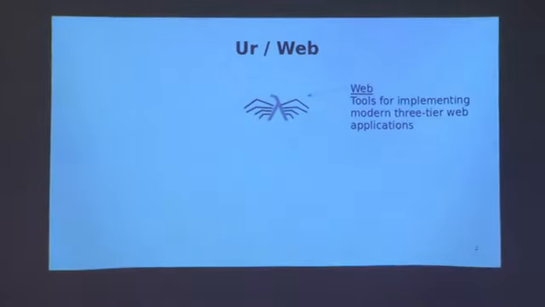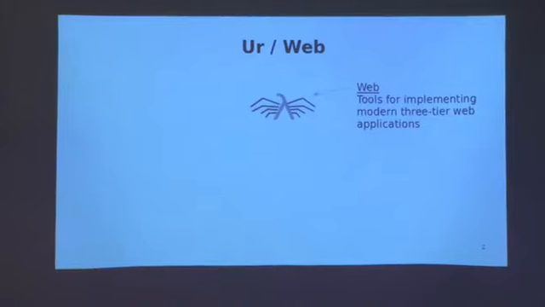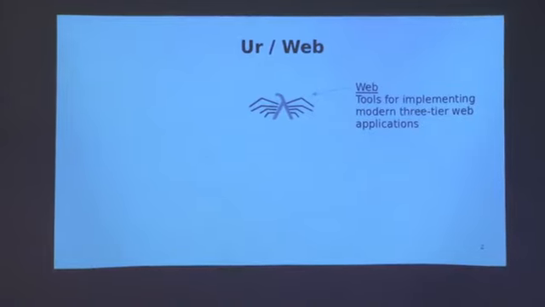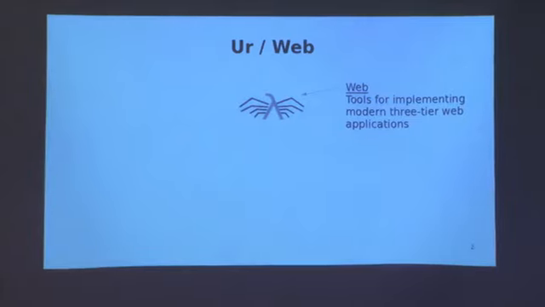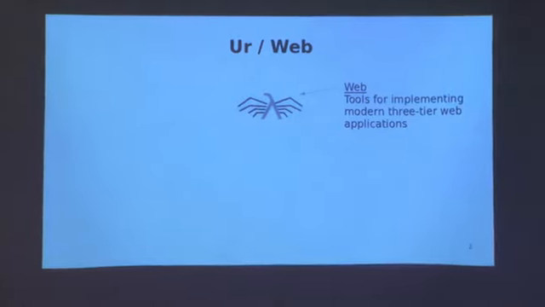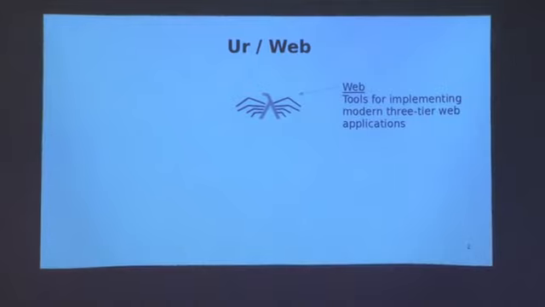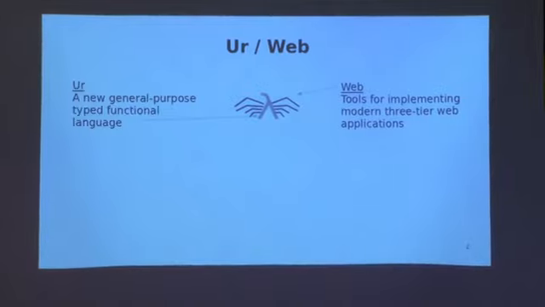So what is OrWeb? It's always good to start out by explaining what the name of something means. So OrWeb, first it's a programming language for building web applications. That's what the web part of the name means. And it's a full stack system. It does everything you need to do to build web applications. And it is a new general purpose functional programming language that is used to implement these web specific features.